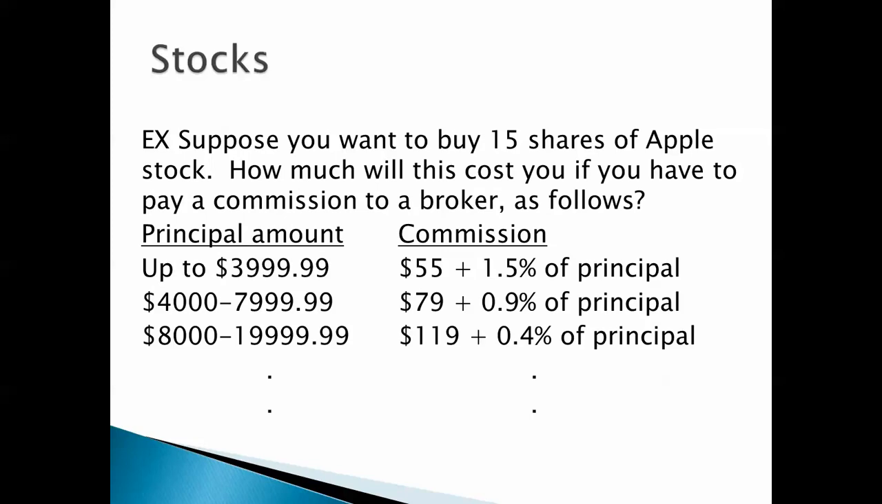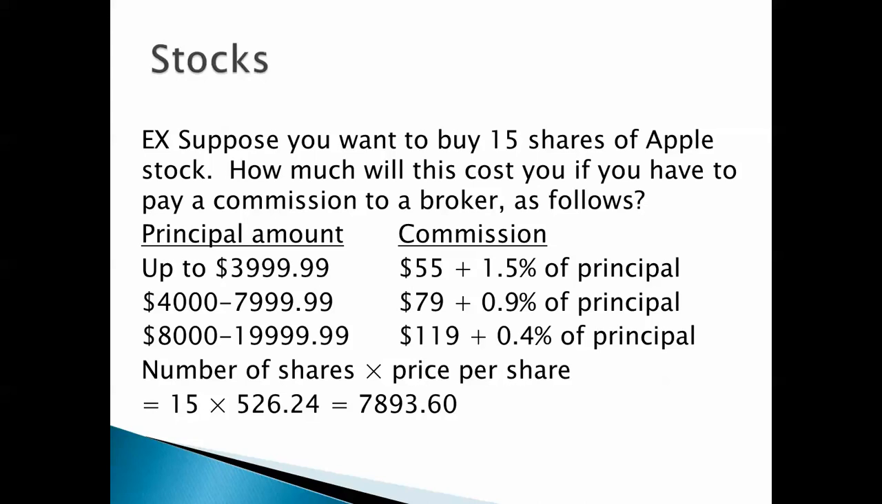Now, suppose you want to buy 15 shares of Apple stock. How much will this cost you if you have to pay a commission to a broker? Commission depends on the principal amount, the amount of money you're spending on the stock. So here might be a typical commission that you'd have to pay to a broker. In this case, we spent $7,893.60 on the stock, so we fall into this middle category. Principal amount is between $4,000 and $7,999.99. So our commission that we'd have to pay to the broker to buy the stock would be $79 plus 0.9% of the principal.